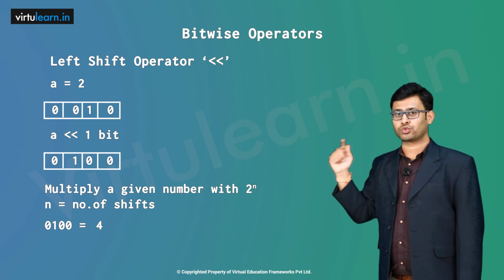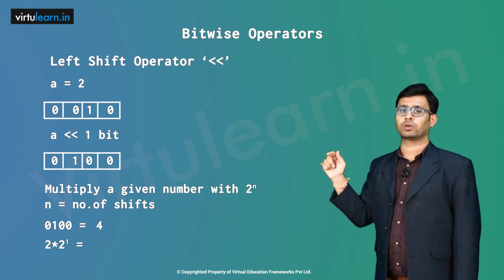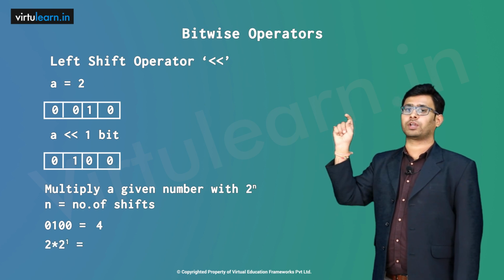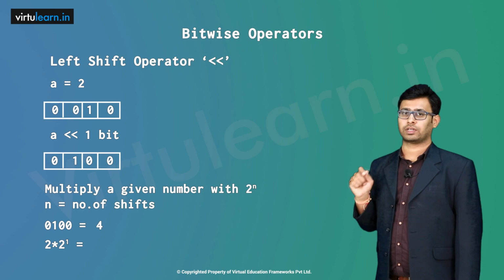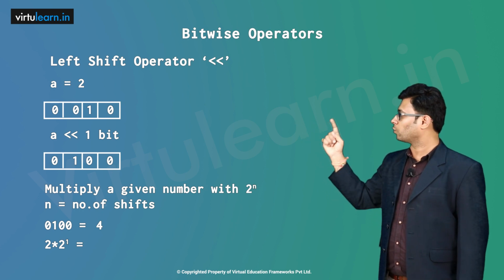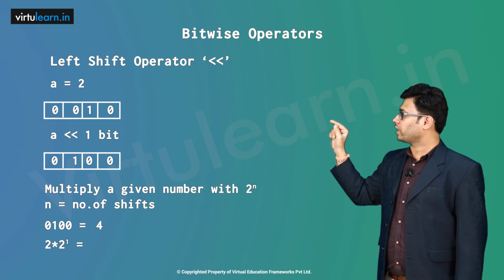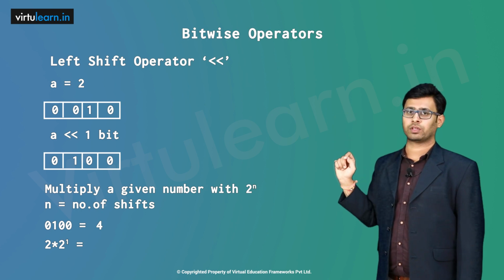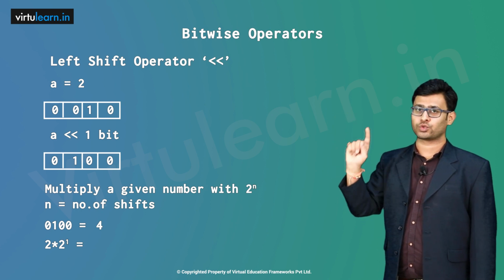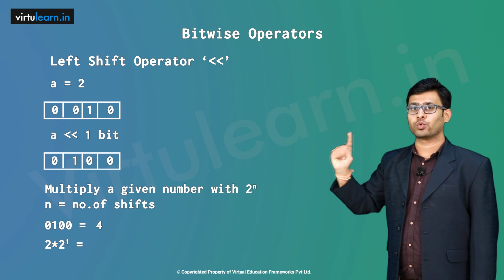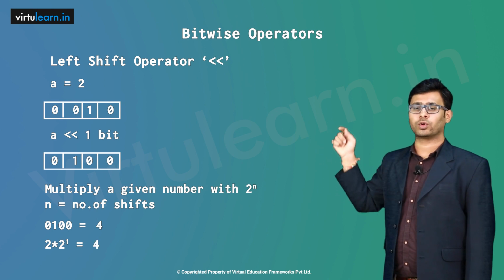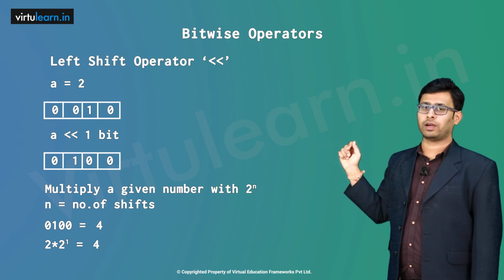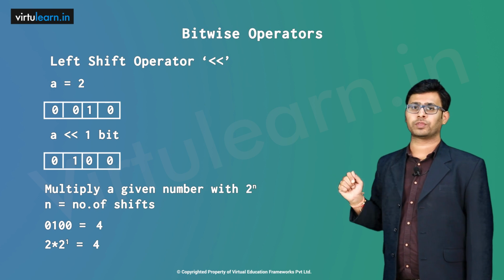Now let us see with the logic how it works. The given number is 2. 2 into 2 to the power of the number of shifts. The number of shifts in this case is 1. What is 2 into 2 to the power of 1? 2 to the power of 1 is 2. 2 into 2 is 4. We got the number 4 and we have got the representation as 4.